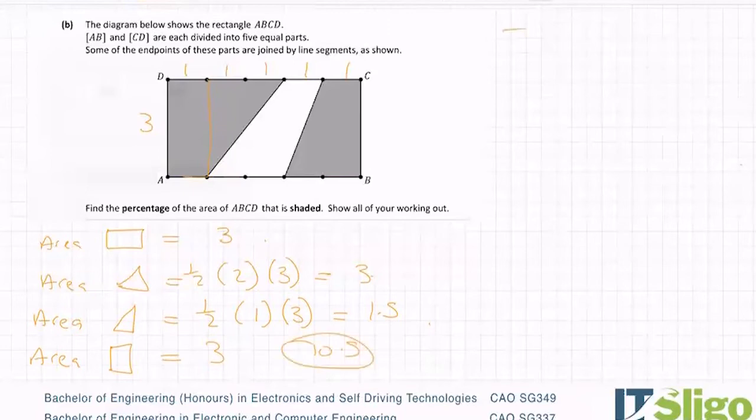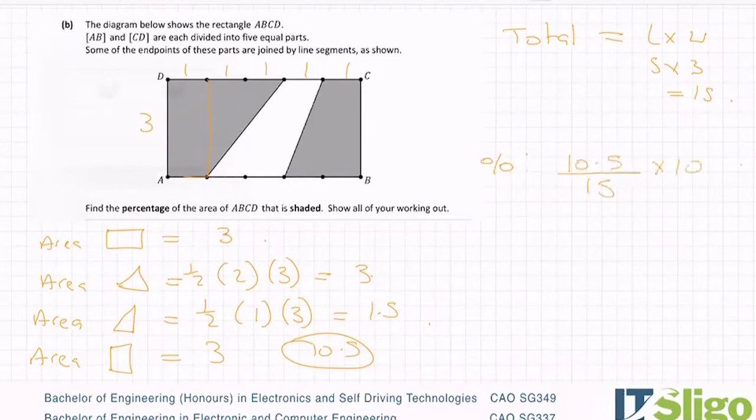Okay, now what happens to the total? Well, I have 1, 2, 3, 4, 5 by 3, so length by width. So 5 by 3 is 15. Okay, now does it work? As a percentage then, I have 10.5 over 15 multiplied by 100 over 1. I want you to put that into your calculator for me. And look at that, I get 70%.